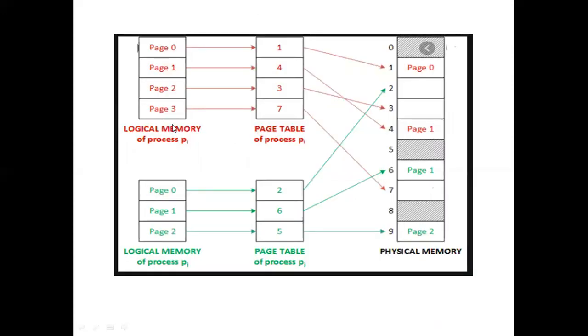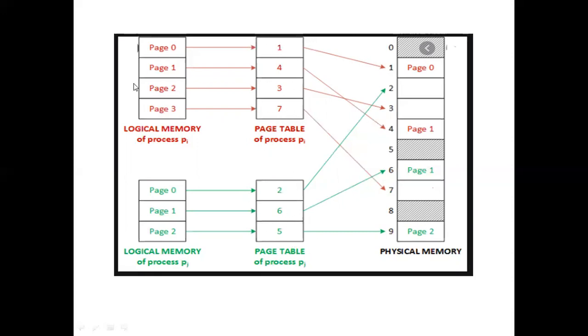So let's say this is process 1 and process 2. Okay, so how would the page table look? Page table would look like this, where page 0 of process 1 is mapped to the first frame, page 1 is mapped to the fourth frame, page 2 to the third, page 3 to 7. And look at the page table of process 2, again 2, 6 and 5. So what are these? These are the frame numbers.